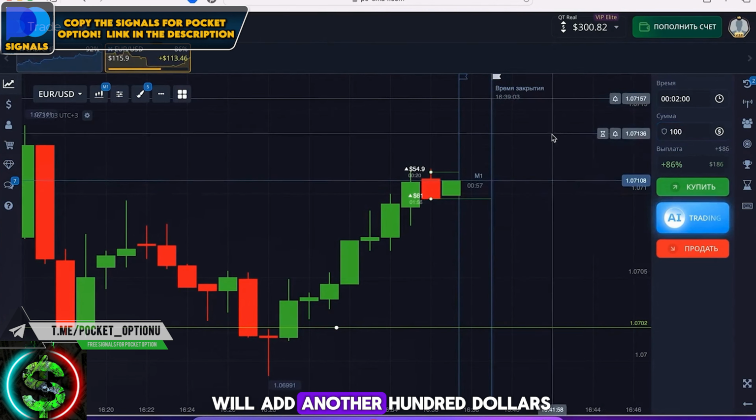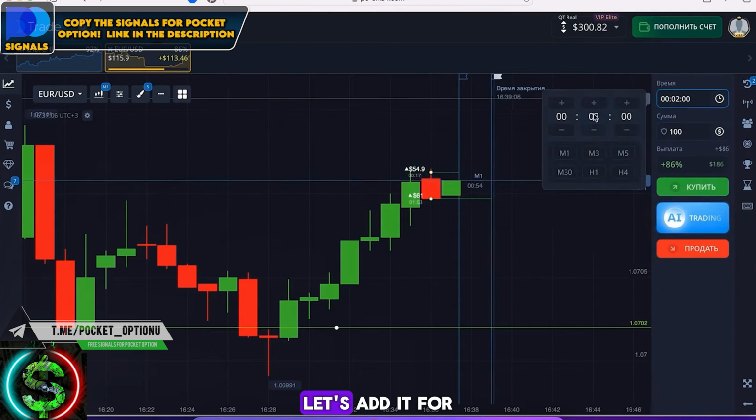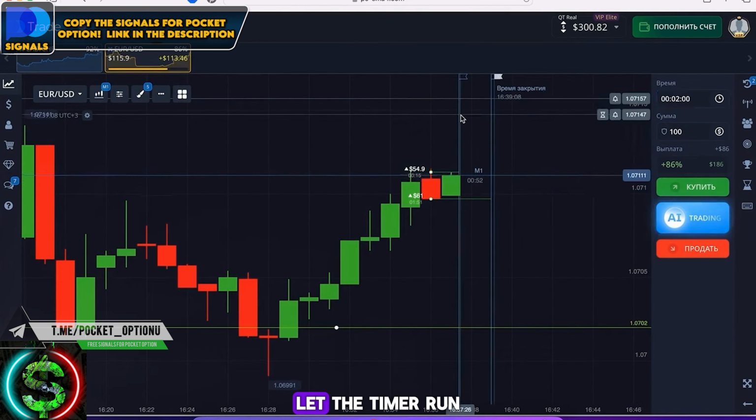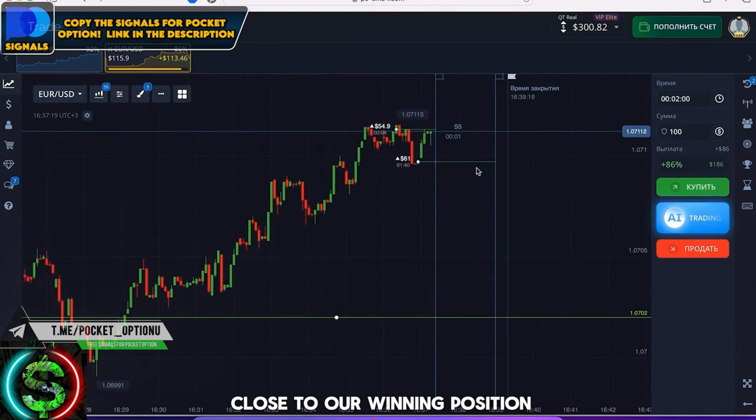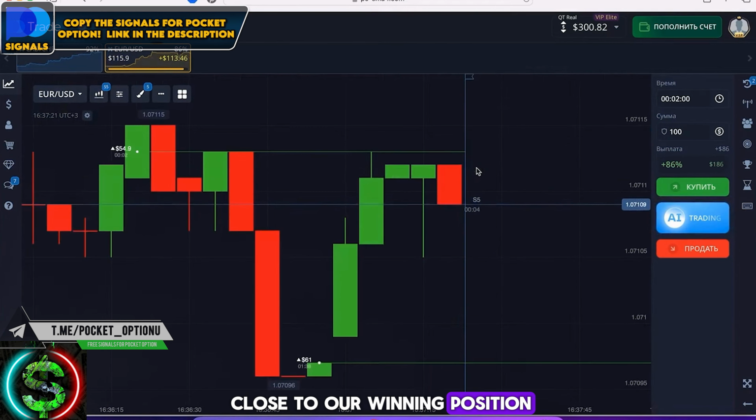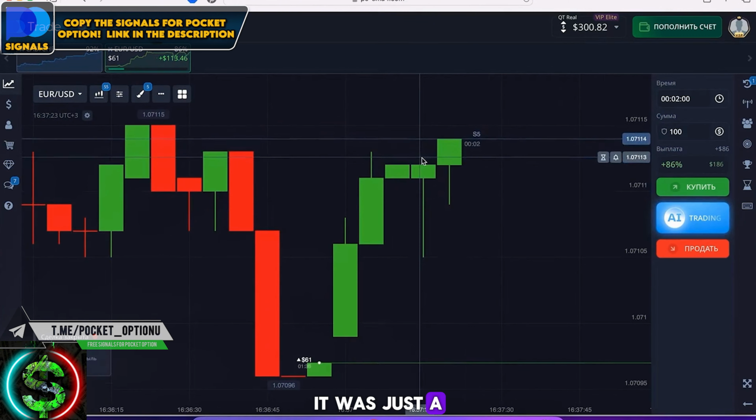I will add another $100. Let's add it for 2 minutes as well. Let the timer run for now. I will probably find a lower position and base my actions on it. $54 was indeed very close to our winning position. Yes, as we can see, it was just a little short.